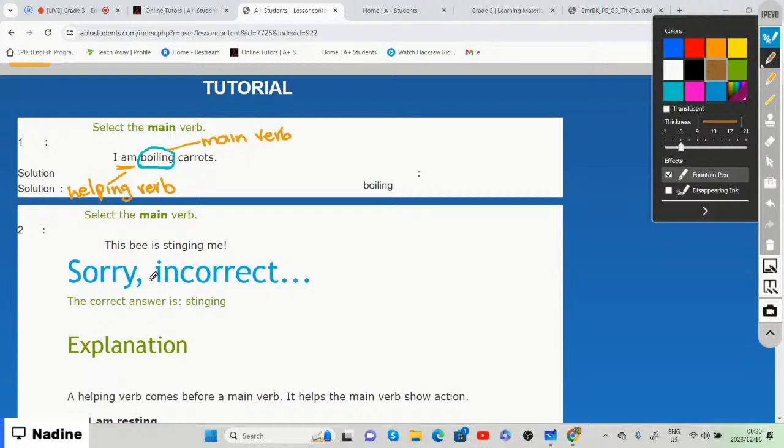Remember the action. So if we look at our main verb, the verb is what the subject is doing. It's either what the person or animal is doing. So in this case, what is the bee doing? Stinging is our main verb, because it tells us what the bee is doing.